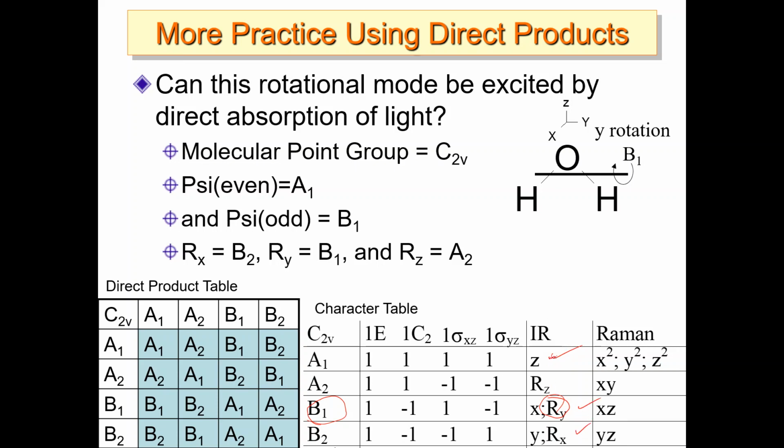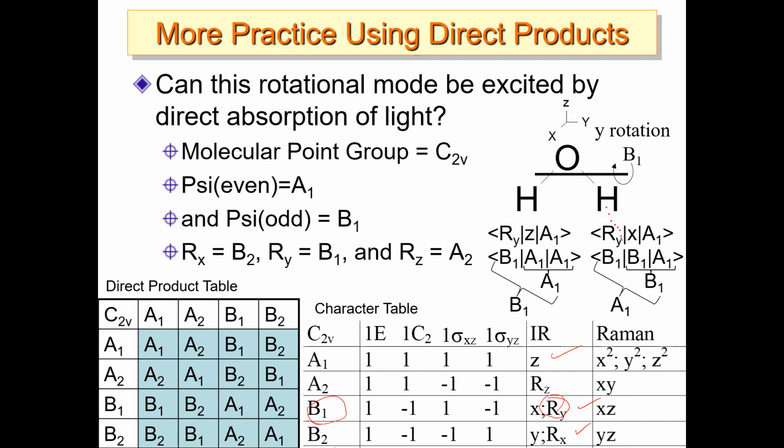And so we can try it with Z. We have Z here, that's A1. We had our ground state, which is A1, and we had rotation around Y, which is B1. So A1 times A1 is A1, and then A1 times B1 is B1. So Z polarized light cannot cause this rotation. Okay.